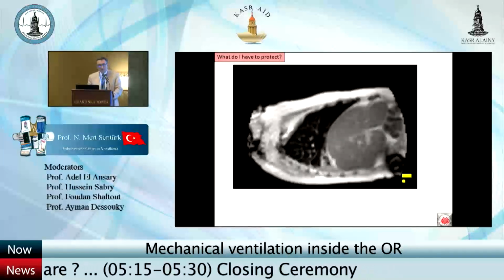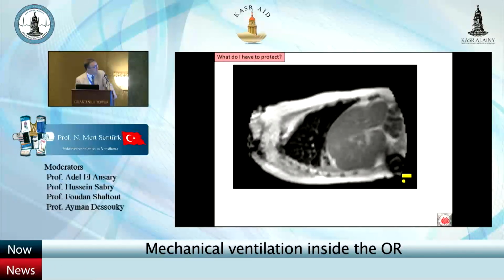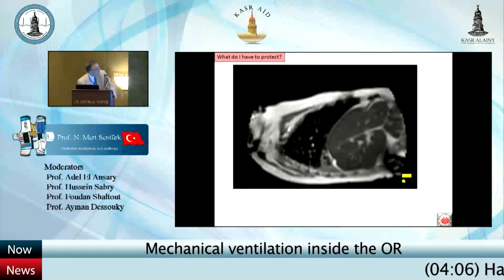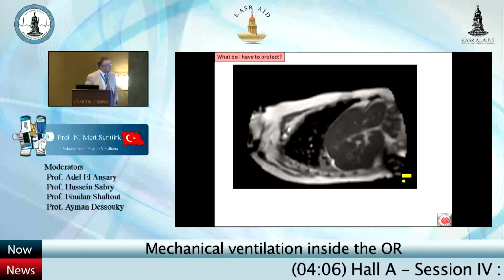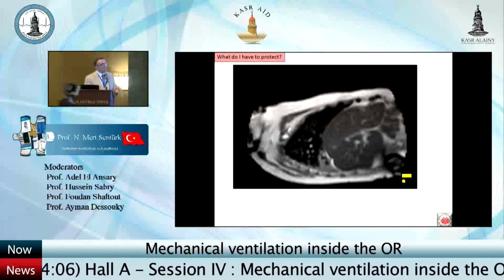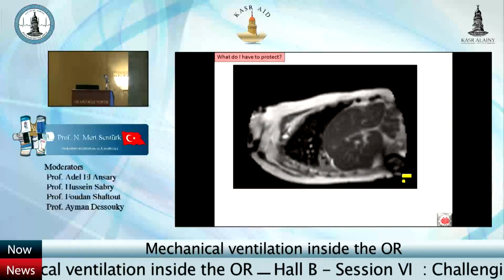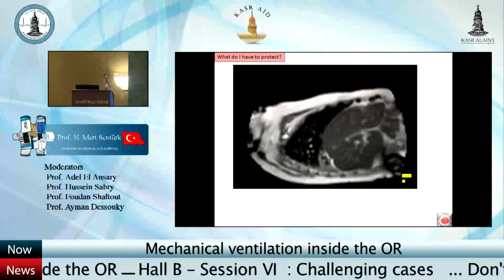But how is the case in the mechanical ventilation? You see here, there's already an atelectatic area. You don't see, okay, but here at the bottom. And as you can see, the ventilation is diverted to the non-dependent areas. This would cause here already some atelectatic damage.